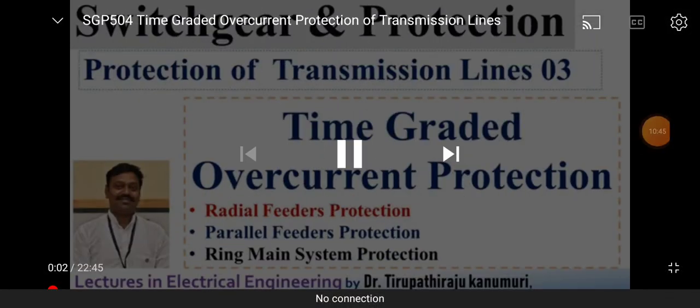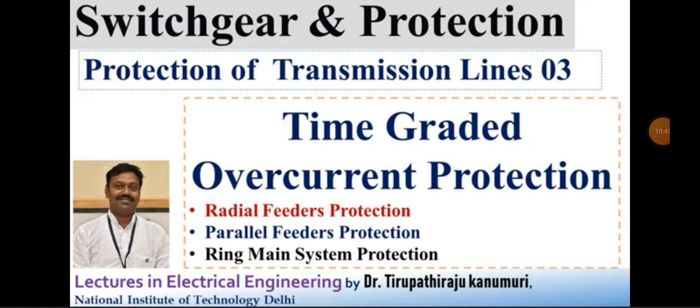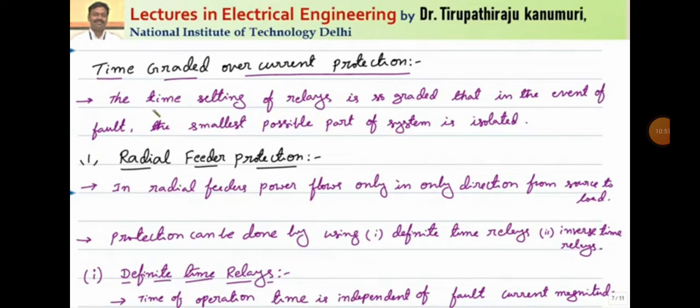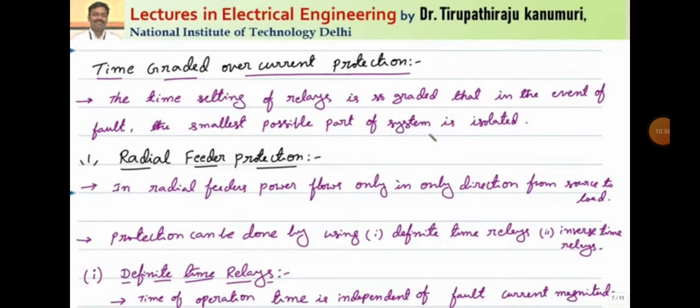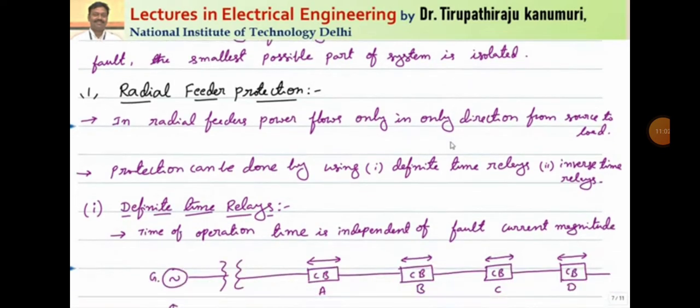Today we are going to discuss time graded overcurrent protection of transmission lines. In this case, the time setting of the relays is so graded that in the event of a fault, the smallest possible part of your system will be isolated. That is the major purpose of going for time graded overcurrent protection.